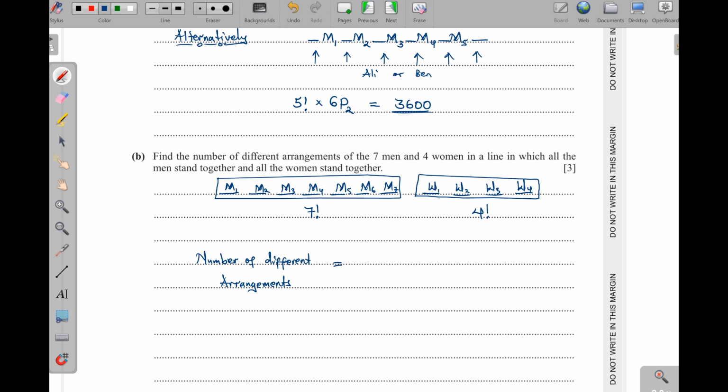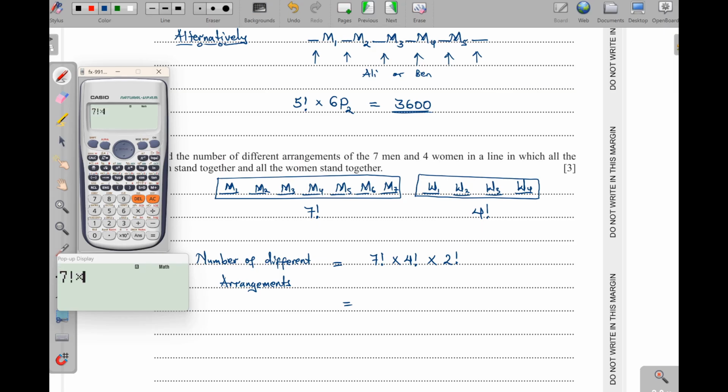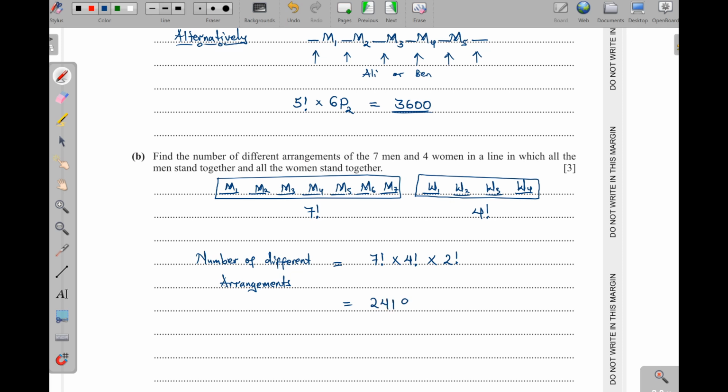now this one is going to be 7 factorial times 4 factorial, but we have two groups. So this group can be here, and then this one can be there. You get it? So times 2 factorial. So what do we get all together? 7 factorial times 4 factorial times 2 factorial. We get 241,920. As simple as that.